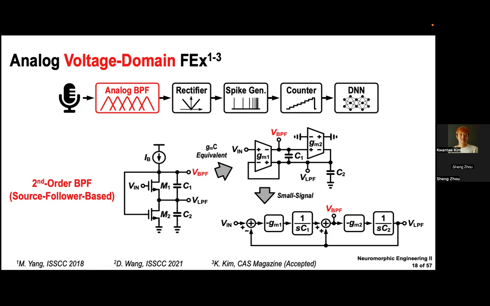And this slide shows a second order bandpass filter, which is based on the source follower architecture. If we further analyze this circuit in a small signal model, then we can find the gm and 1 over sC, gm and 1 over sC. Both of them implement an integrator in the s domain. Then we can find this is a two-integrator-loop biquad.